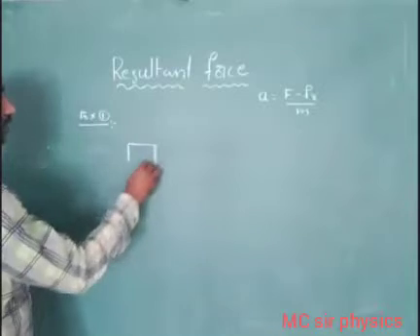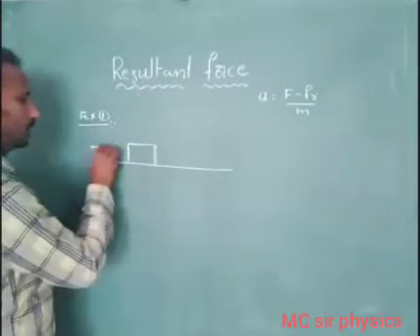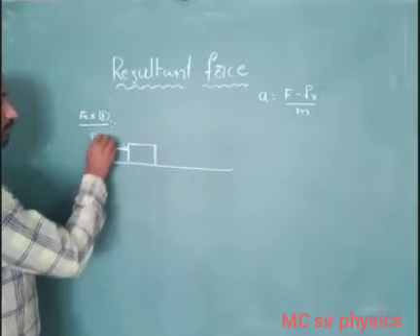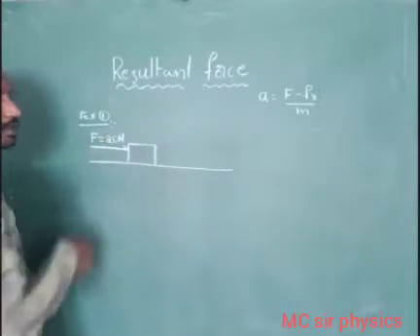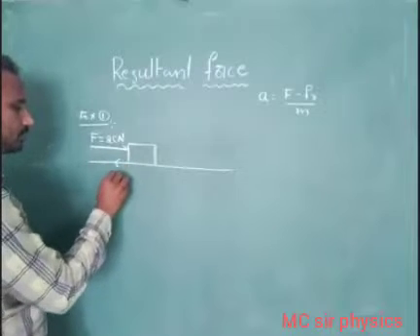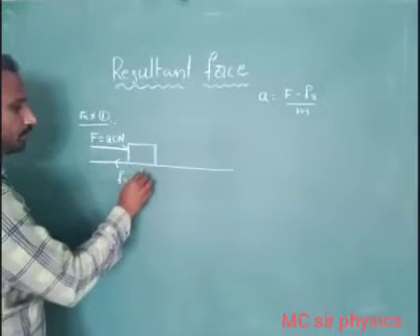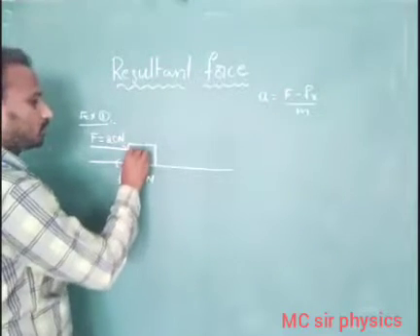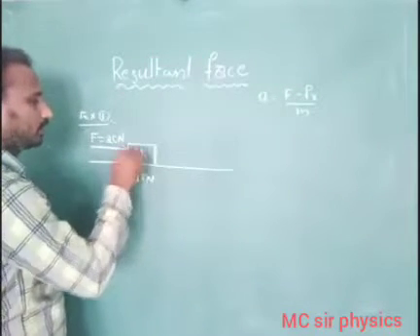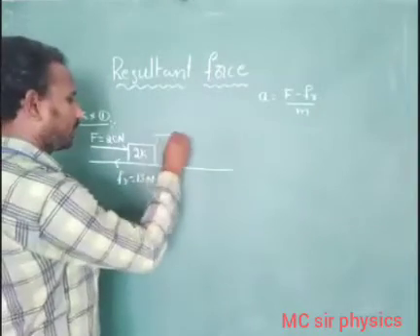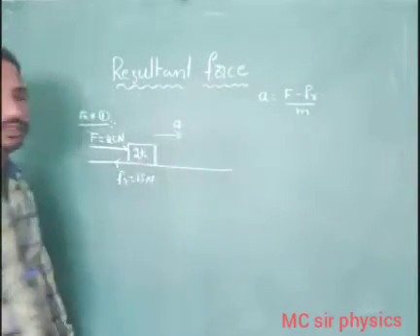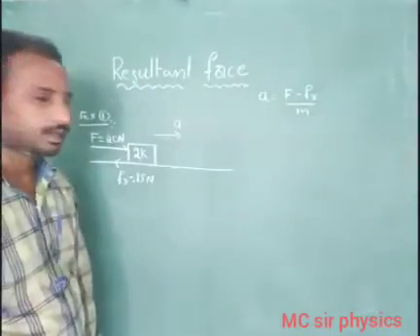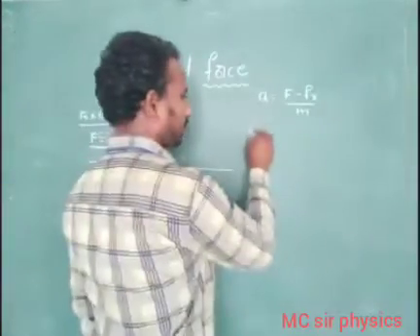Example 1. Here, identify that a body is at rest on a horizontal surface. The applied force is equal to 20 Newton. Frictional force Fr acts, equal to 15 Newton. Mass of the body, we have to take 2 kg. Then find the acceleration of the body.